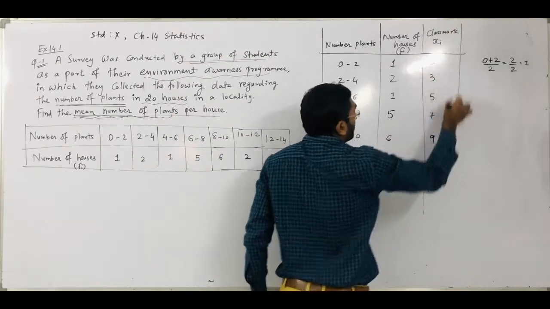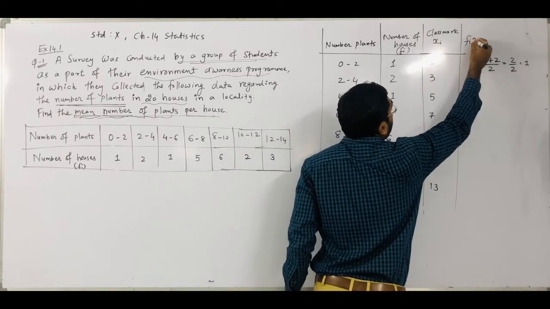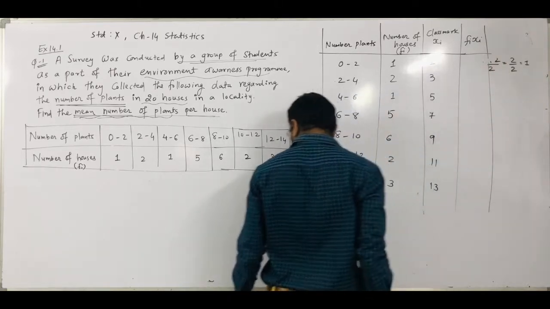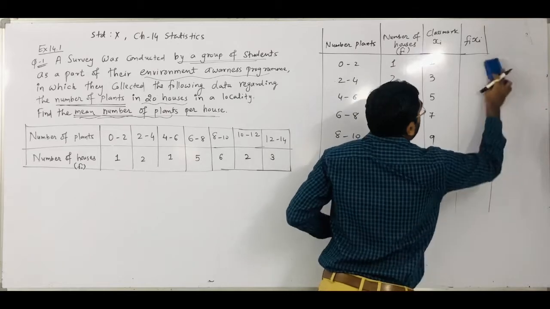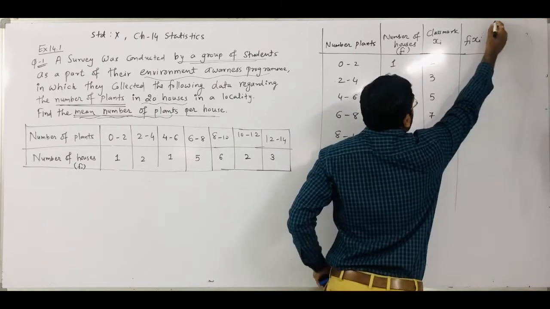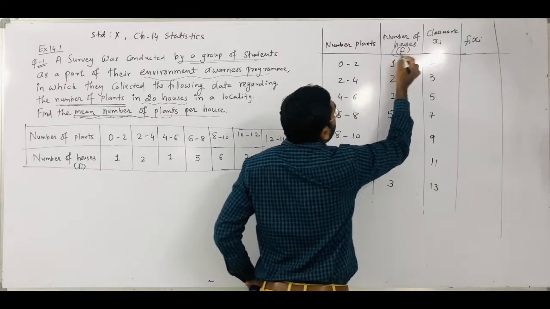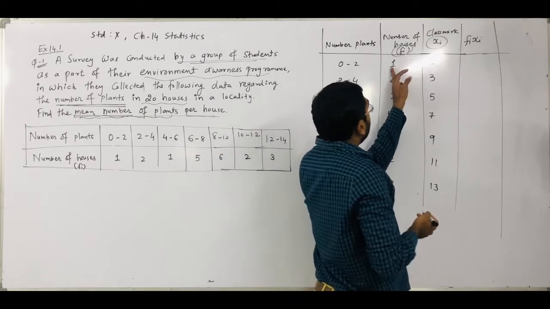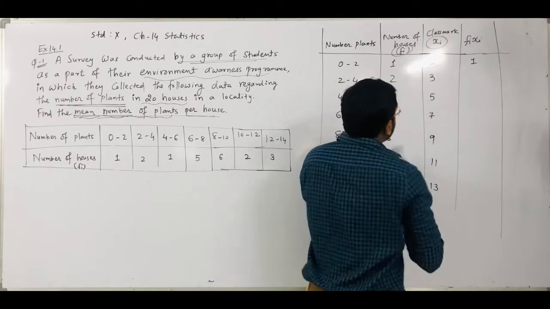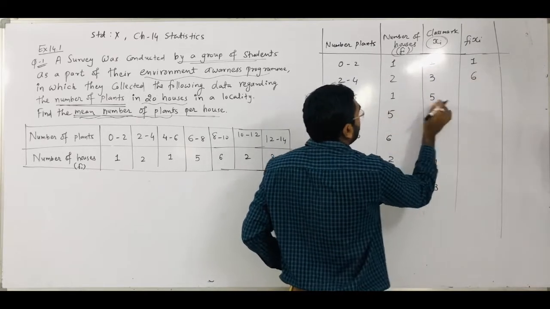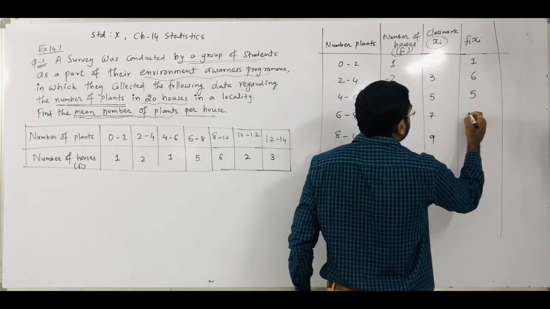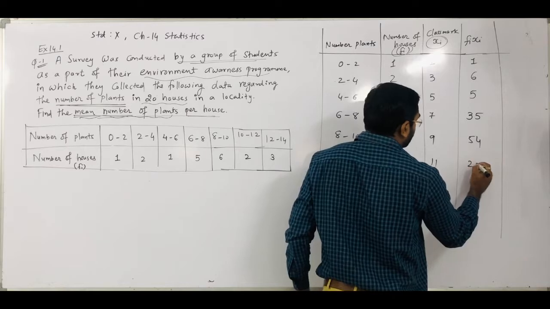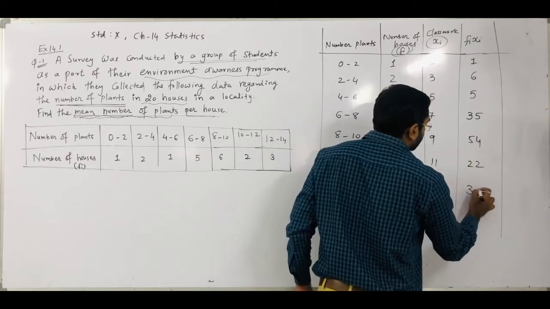Now in the direct method we require the summation of Fi xi in the numerator, Fi xi in the numerator, right? So we make the next column, Fi xi. Now Fi is here, this is xi. For each and every class you have to multiply Fi and Xi. 1 into 1 we get 1, 2 3s are 6, 1 5 is 5, 5 7s are 35, 6 9s are 54, 2 into 11 is 22, 3 into 13 is 39.